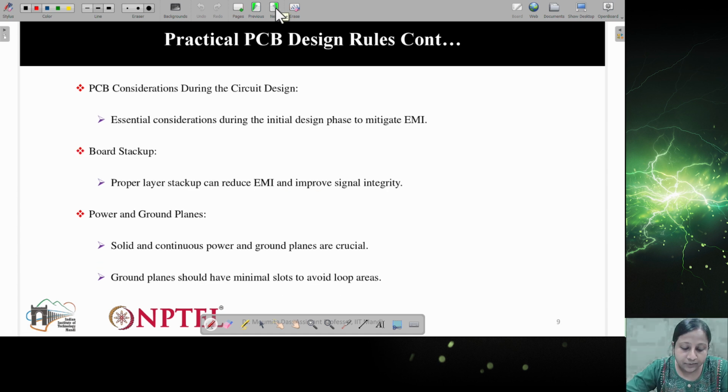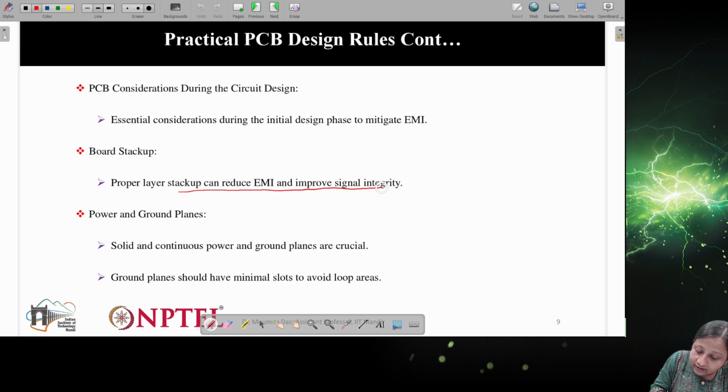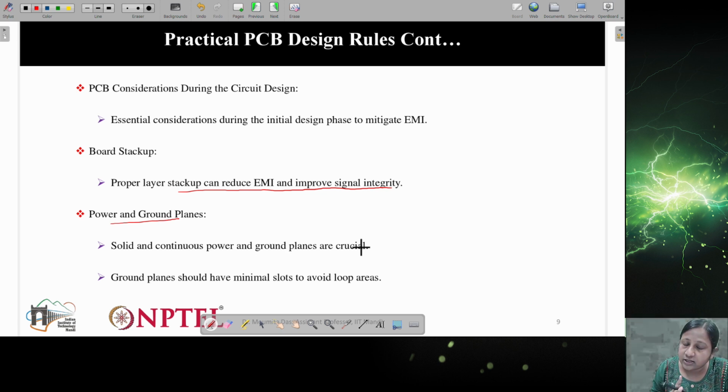Next is PCB consideration during circuit design. These are essential considerations during the initial design phase to mitigate EMI. The next point is the board stack up. Proper layer stack up can reduce EMI and improve signal integrity. Then one of the main important points is with respect to power and ground planes. Solid and continuous power and ground planes are crucial. That will reduce many signal related issues, and noise can also be reduced if we have continuous power and ground planes.